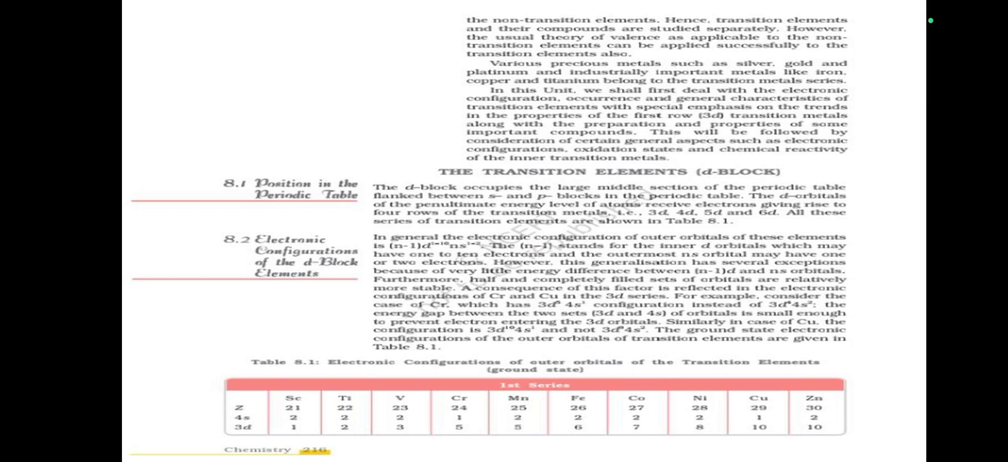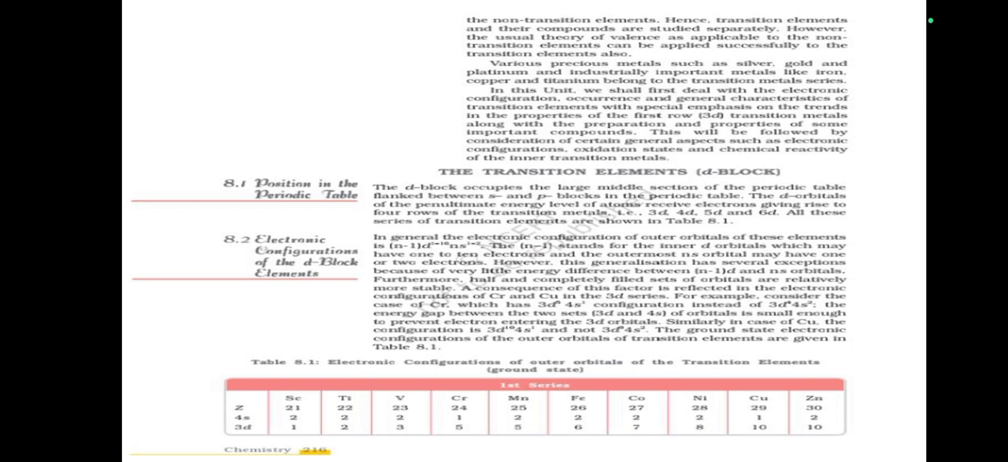In this unit we shall first deal with the electronic configuration, occurrence, and general characteristics of transition elements, with special emphasis on the trends and the properties of the first row, 3d transition metals, along with the preparation and properties of some important compounds. This will be followed by a consideration of certain general aspects such as electronic configurations, oxidation states, and chemical reactivity of the inner transition metals.